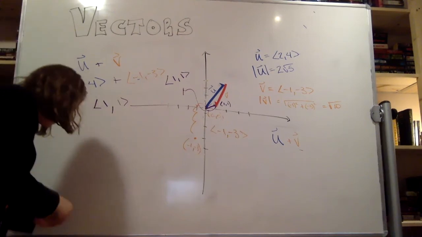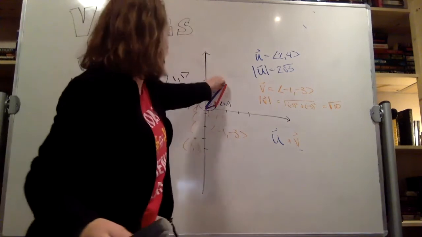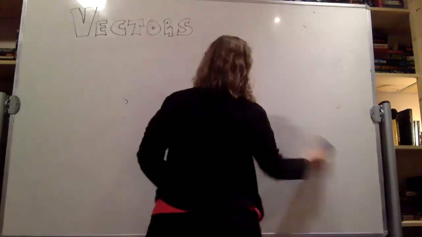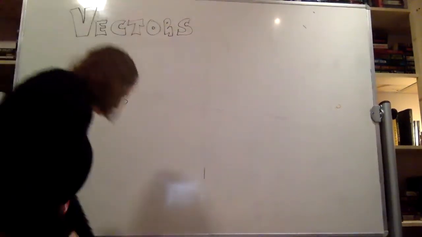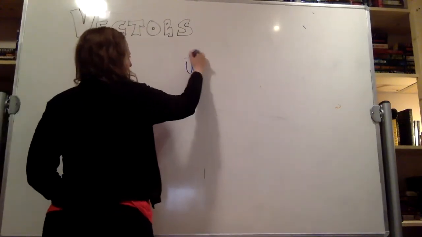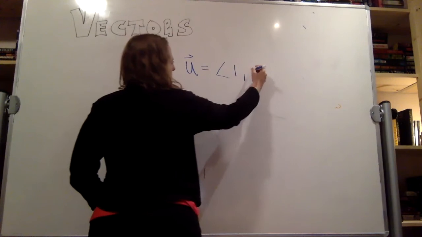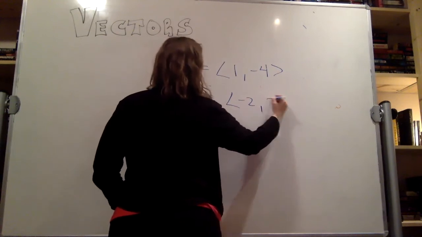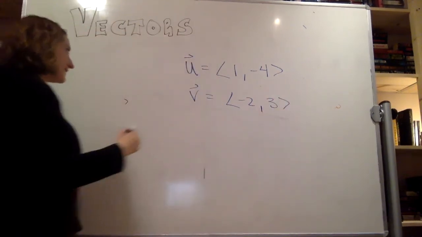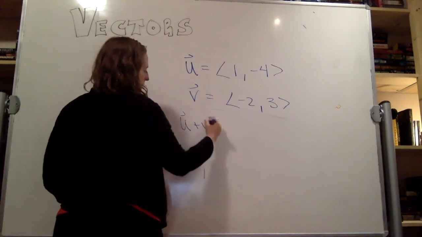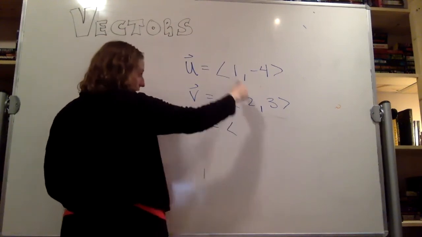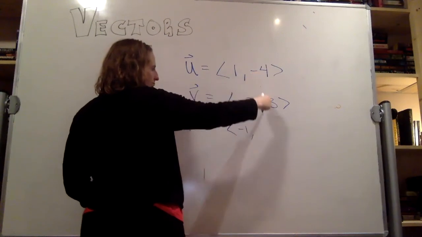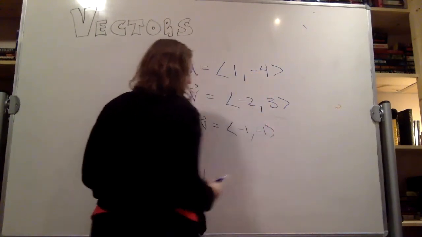All right, let's do another example of this. So I'm going to get rid of this mess. Because, man, I got a little messy, even for me. And let's say that I have two vectors defined component-wise. So let's now say that u is equal to 1, -4, and v is equal to -2, 3. Now, if I want to add u plus v, this means I can add the horizontal components, 1 plus -2, which is -1, and then add the vertical components, -4 plus 3, which is also -1.